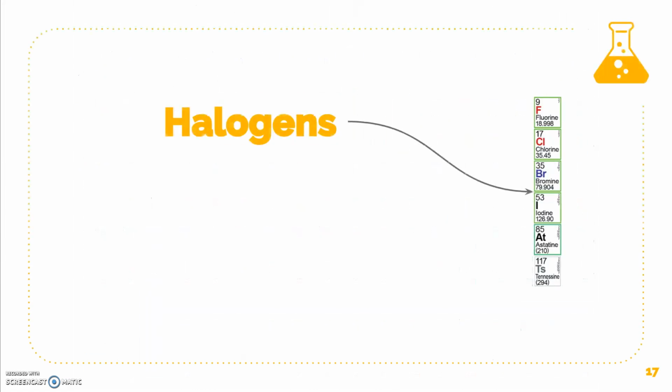The halogens are located in group 17. They are all very reactive because they have 7 valence electrons, which is 1 away from a full set.